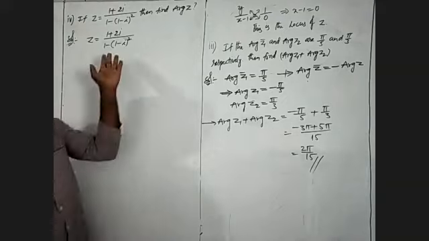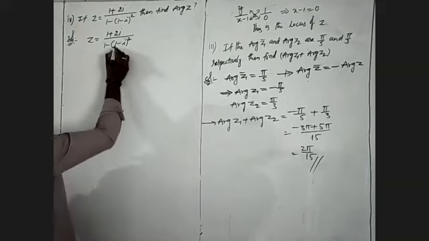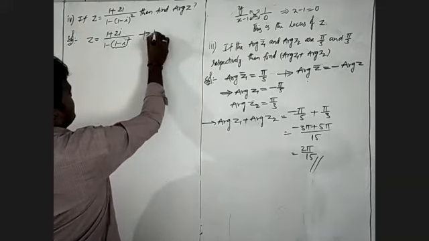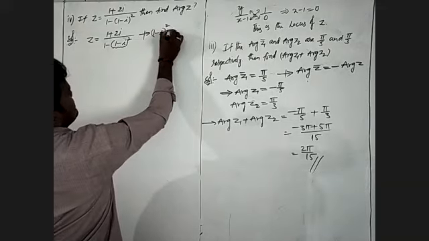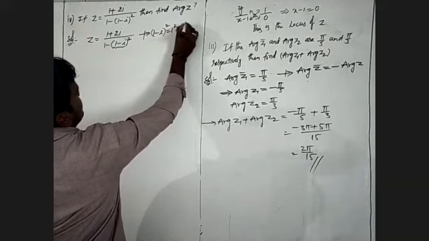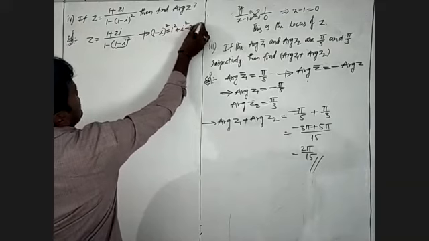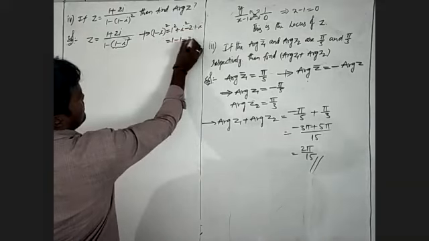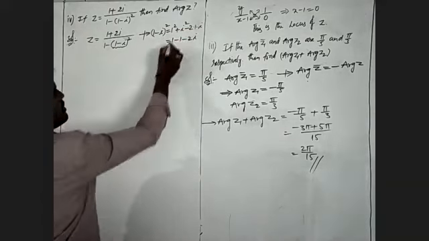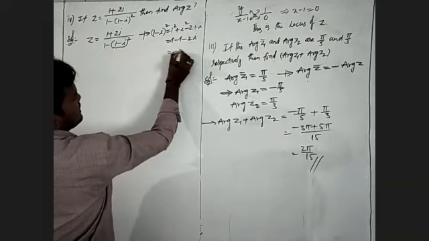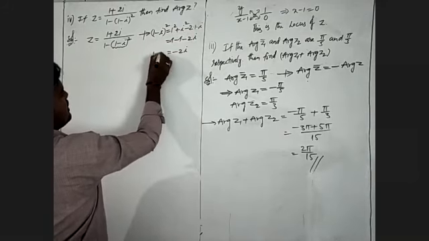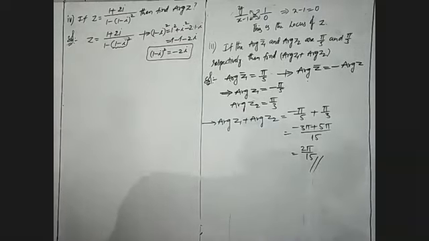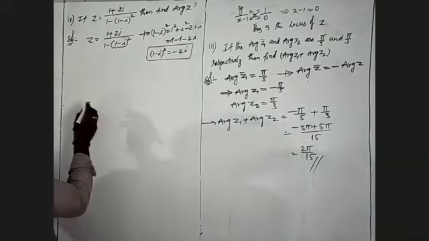We will observe that the denominator is of the form a minus b whole square. I have to find that value. 1 minus i whole square is nothing but 1 square plus i square minus 2 into 1 into i. Where i square is nothing but minus 1, remaining is minus 2i. Plus 1 and minus 1 cancel, remaining is minus 2i. This is the value of 1 minus i whole square, which is nothing but minus 2i.